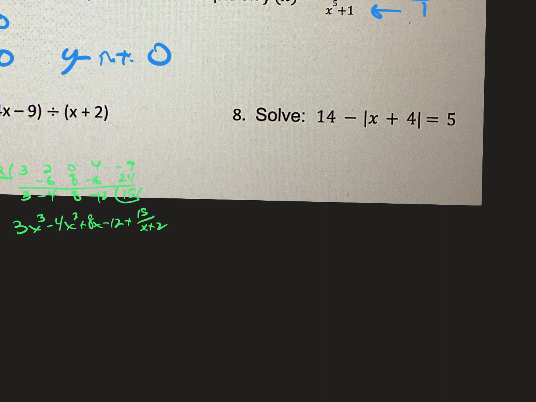Number 8, solve the absolute value. Remember, 2 bars, 2 answers. So moving the 14 over. First, you got to isolate the absolute value before you take it away. It's negative 9. Let's go ahead and divide by that negative 1, which makes that positive 9.